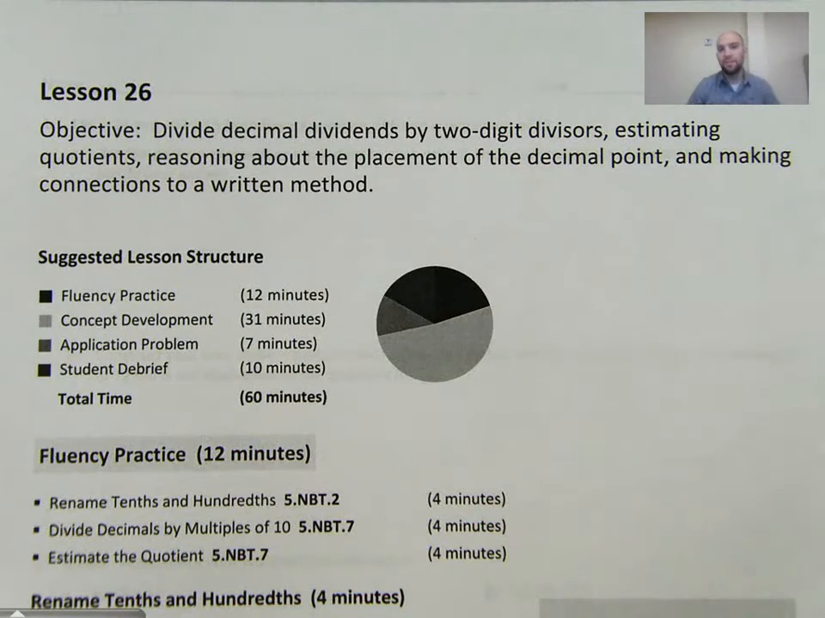The objective today is divide decimal dividends by two-digit divisors, estimating quotients, reasoning about the placement of the decimal point, and making connections to a written method. Today we're going to continue to move away from remainders, and we are going to find quotients in decimal form.